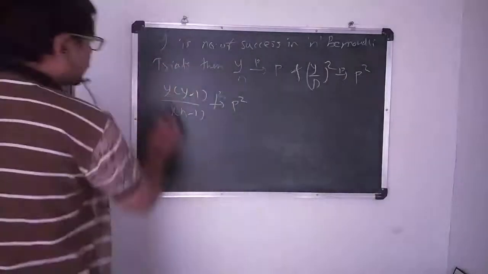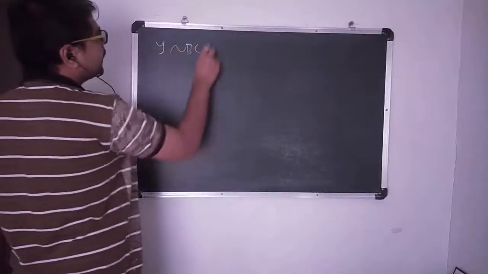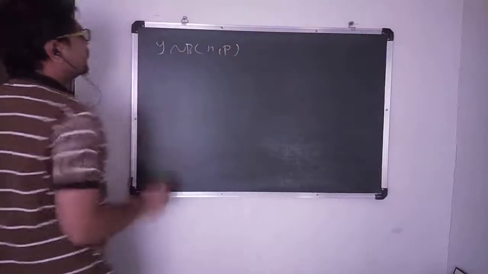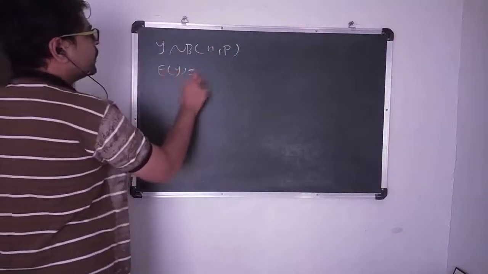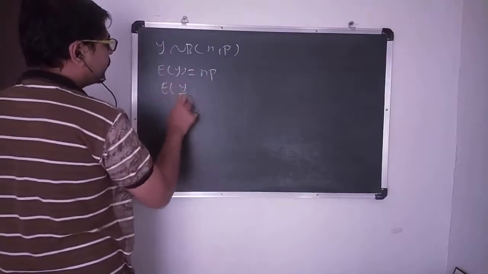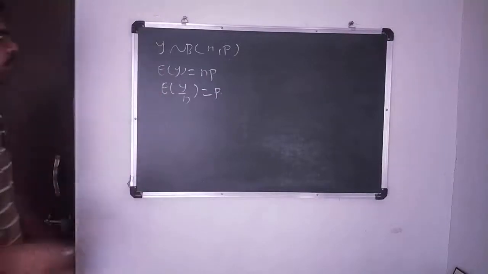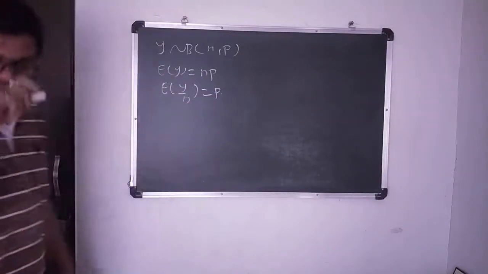To check that, we will consider first Y/n. Here Y is the number of successes in n Bernoulli trials, so Y follows Binomial(n, p). So the expected value of Y is equal to np. So the expected value of Y/n is p. So the first sufficient condition is satisfied.